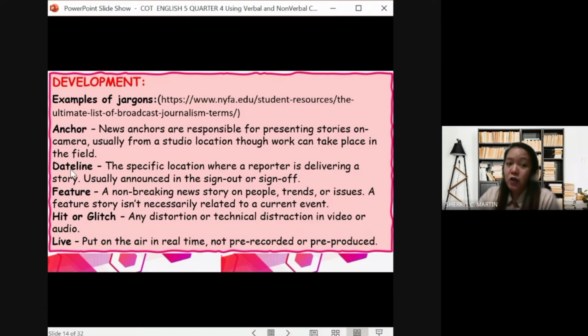So, these jargons are just examples, selected jargons only. But broadcasters and their teams, they have a lot of jargons. Though, again, those jargons are terminologies or technical terminologies that broadcasters use for them to understand each other. Okay? Ginagamit nila yung jargon to communicate with their partners, director, ganon.